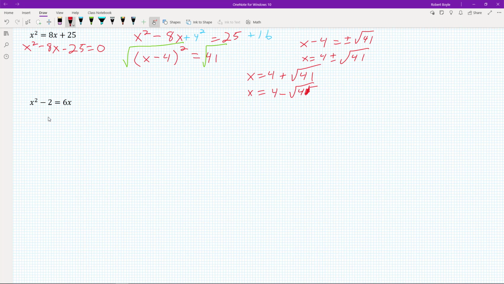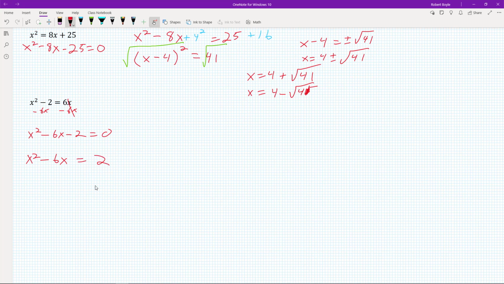And then finally we come to our last problem, which is x squared minus 2 is equal to 6x. Once again, we want to rewrite that in standard form. We can do that by subtracting 6x from both sides. These will cancel. We'll have x squared minus 6x minus 2 is equal to 0. Once again, we have a leading coefficient of 1, so we do not need to divide the equation by anything. So we can go to step 2, where we want to move 2 to the other side of the equation. And that will give us x squared minus 6x is equal to 2.